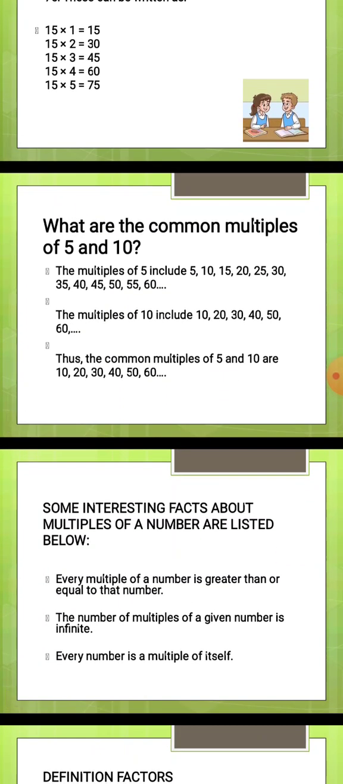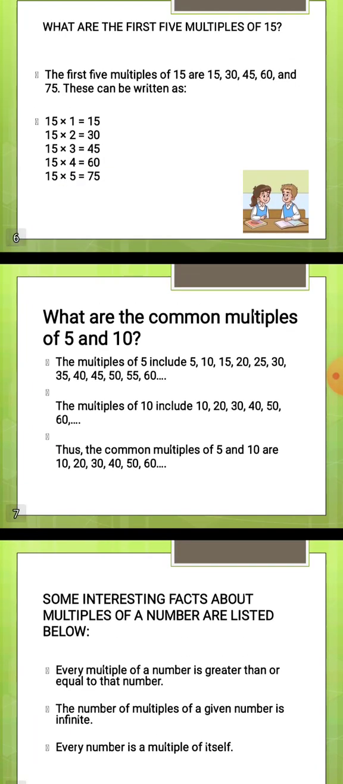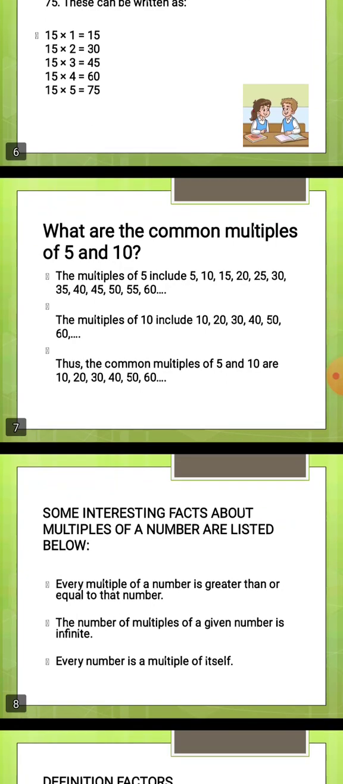Now what are common multiples? We have already found the multiples of 5, that are 5, 10, 15, 20, 25, 30, 35, 40, 45, 50 and so on. Similarly, the multiples of 10 include 10, 20, 30, 40, 50 and 60. Now, common means a number which is coming in both the multiples, that is multiples of 5 as well as in the multiples of 10.